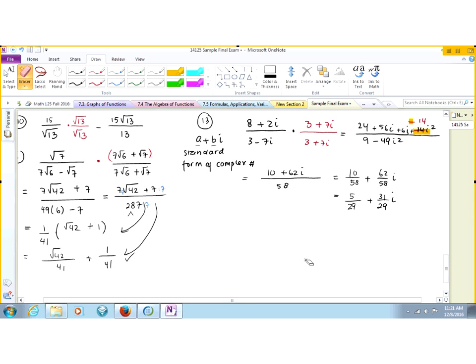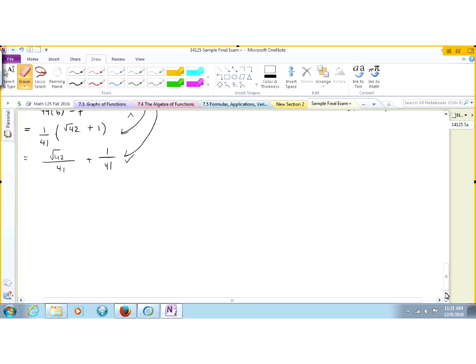Do you guys remember completing the squares? Okay, so we don't have to do it. Quadratic formula? Okay, so which one do you want to do then? 18? Okay.